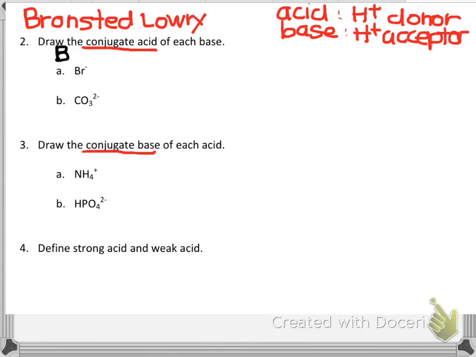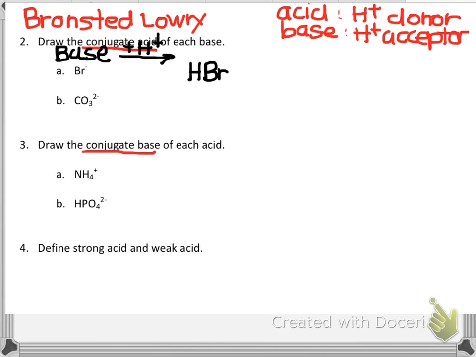Okay, so what they've given me is a base. And if you look at the definition, what a base does is it's going to add an H+. So if I want to know what the conjugate acid will look like when the base adds the H+, then I'll take the formula that's given and add H+. So for Br-, I would add an H to it. And then looking at the charges, it has a minus. If I add a plus to that, it would cancel and it would be neutral.